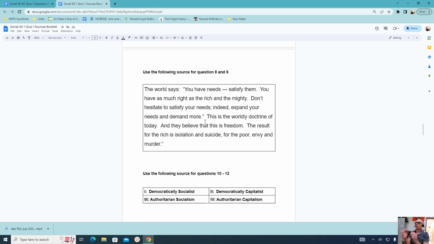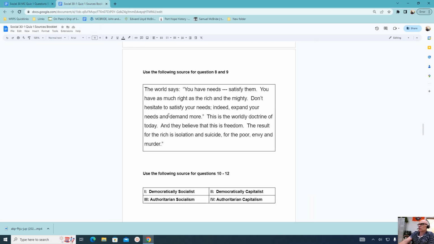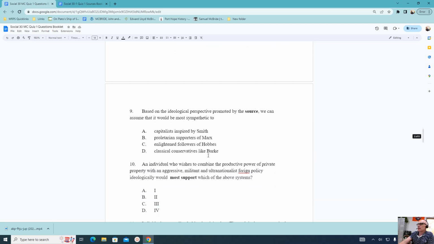Now, they here are the people chasing this path to freedom by consuming, right? So do we have something about consumption? Capitalists. That sounds right. Proletariat, workers of Marx? Nope. Classic conservatives? Nope. Enlightened followers. So this is a critique of capitalism. So the answer is A.